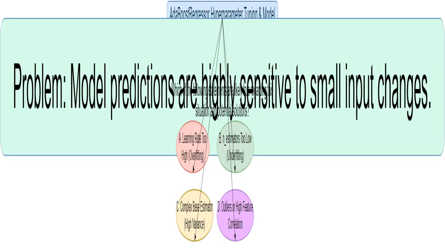The problem is that small tweaks to the input data, house features, lead to big changes in the house price predictions. This suggests that the model is either overfitting the training data or has high variance. Let's dive into why this happens and how we can fix it.